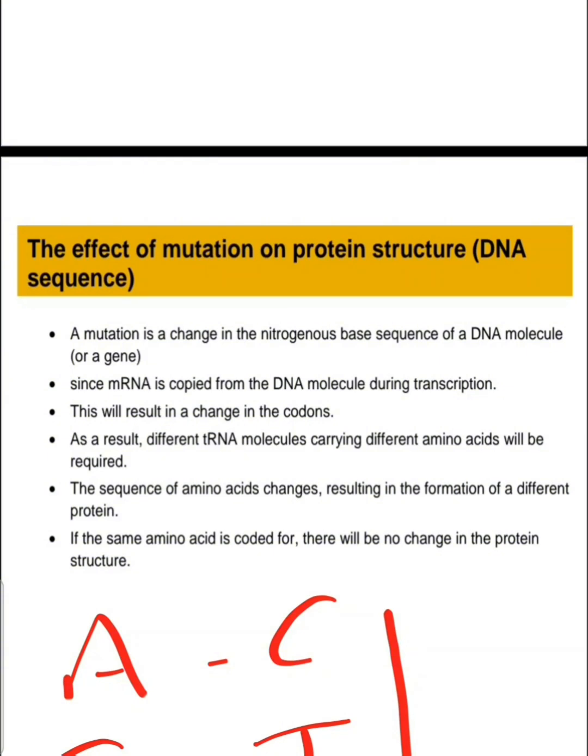So if there is a change in mRNA, then there would be a change in tRNA, because the mRNA copies the code for protein synthesis and takes it to tRNA. And then what would this result in? This will result in the sequence of amino acids changing, resulting in the formation of a different protein. So a different type of protein would be formed. And if the same amino acid is coded for, there would be no change in protein structure.